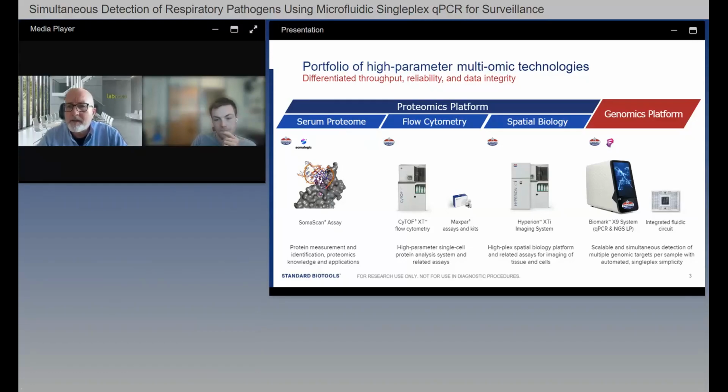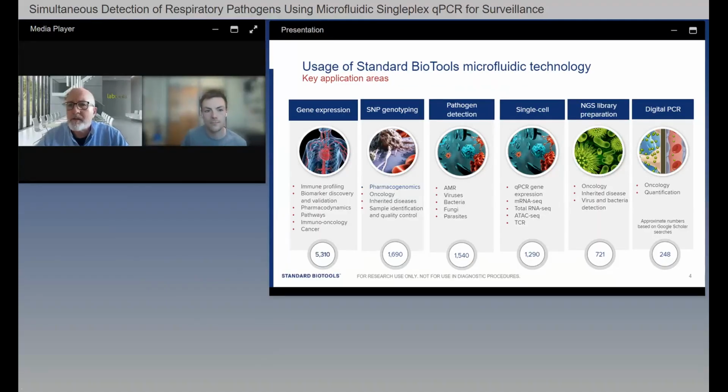So the microfluidic integrated circuit, or IFC, which is shown here on the very right, was developed by Fluidigm almost 20 years ago and continues today in conjunction with the Biomark X9. And the X9 itself is a development of previous generations of Biomark instruments. The Biomark system is highly versatile, as can be seen here by the range of key applications, and the numbers in the circles represent the number of peer-reviewed publications for each key area.